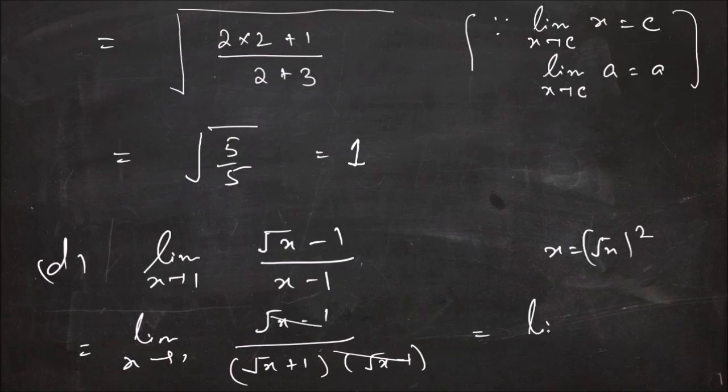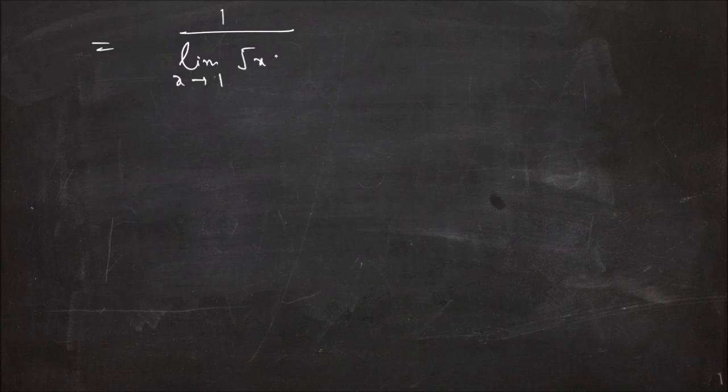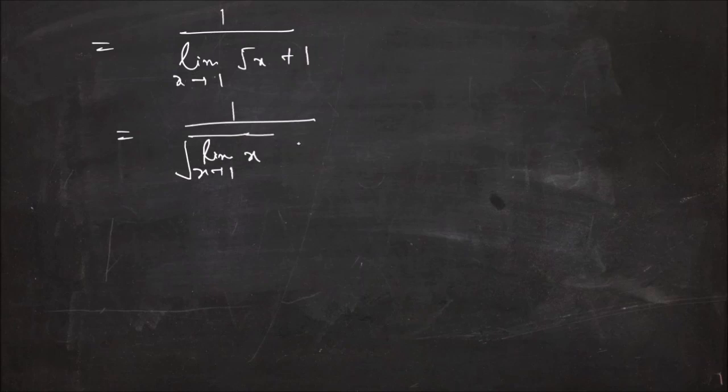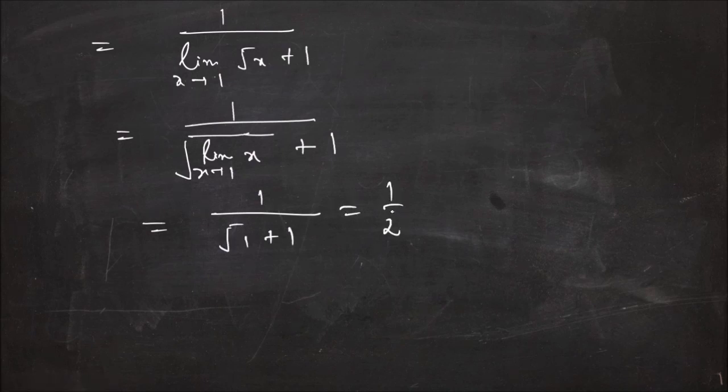So what I get is limit x tends to 1 of 1 by (root x plus 1). Let me write on the next page. Using algebra of limits, I can take the limit to this plus 1. Now using exercise 15, I can take the limit inside the root, and this limit is root 1 plus 1, which is 1 by 2. Clear? So we have done question number 2.